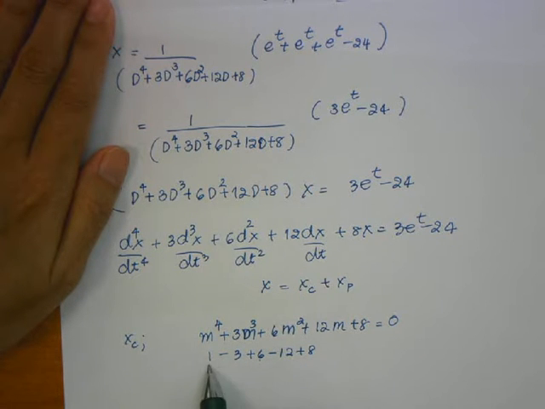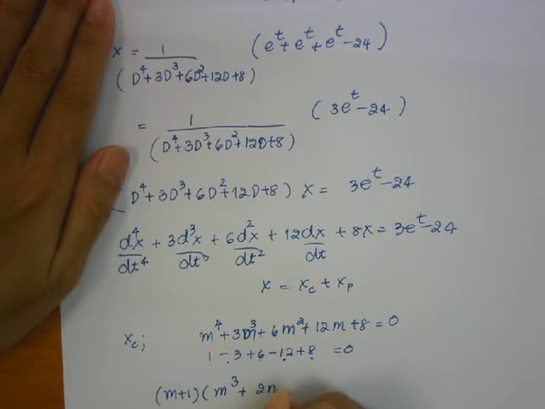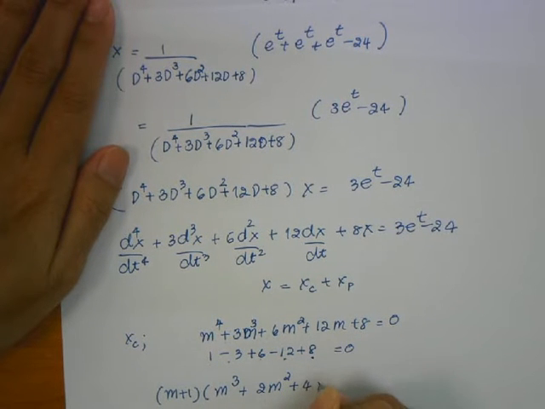6 plus 1 is equal to 7. 7 plus 8 is 15. Minus 3 minus 12 is minus 15. So we get 0. That means one of the roots is m plus 1. And then you use m plus 1 to divide this function. You would get m cubed plus 2m squared plus 4m plus 8 equal to 0.